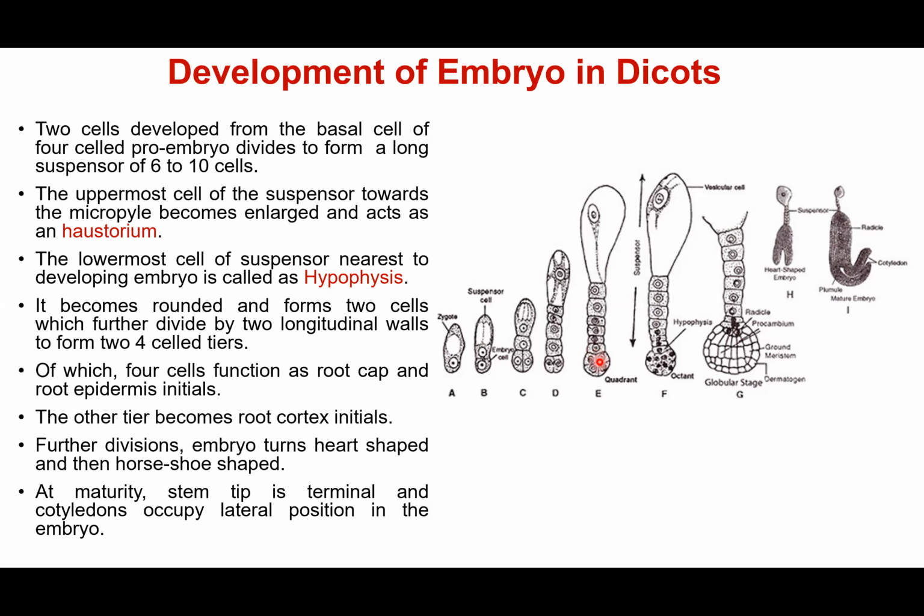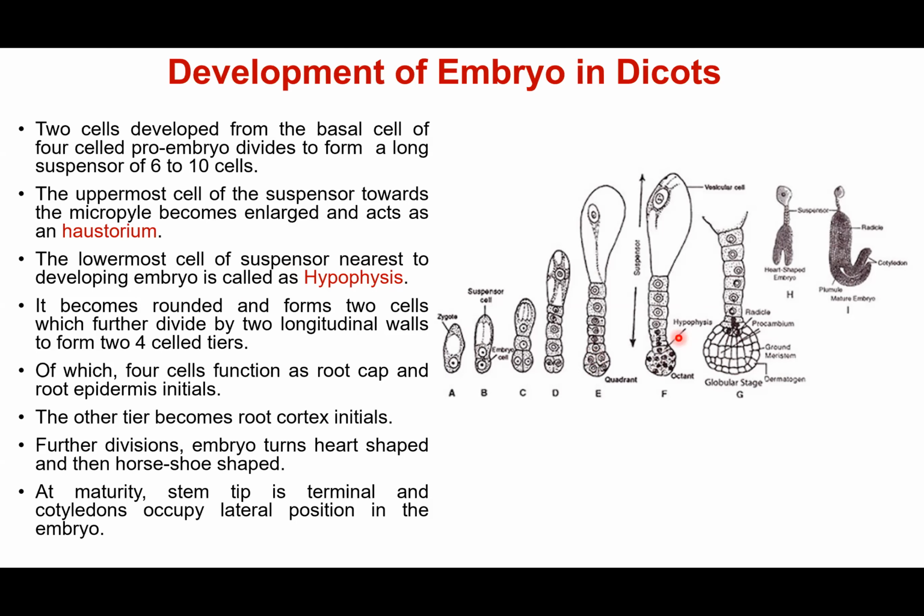The lowermost cell of the suspensor, which is present near the developing embryo, is where the quadrant, octant, and globular stages are happening. The lowermost cell close to this developing embryo is known as the hypophysis. Okay, it is called hypophysis. This cell becomes rounded and forms two cells, which again divide and form 4 cells, and which again divide to form 8 cells.